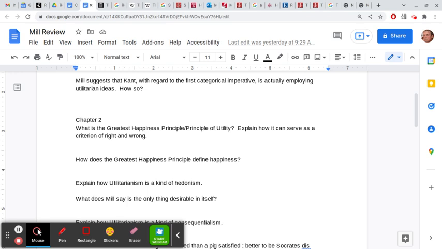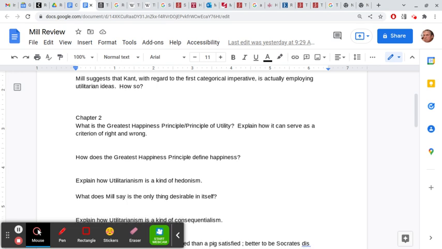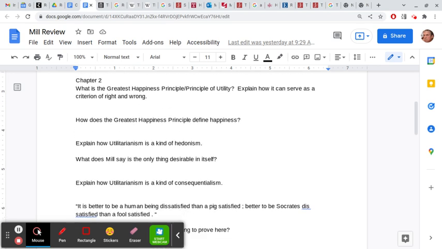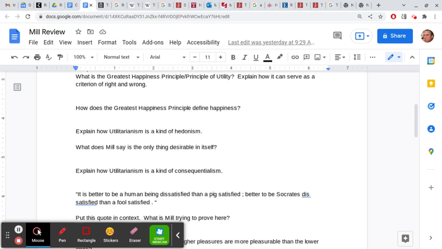And this is connected with the next question: explain how utilitarianism is a kind of hedonism. What does Mill say is the only thing desirable in itself? Well, that's also connected with the previous two questions and is really basic to understanding Mill. Explain how utilitarianism is a kind of consequentialism. Well, that's also basic. Won't say anything about that.